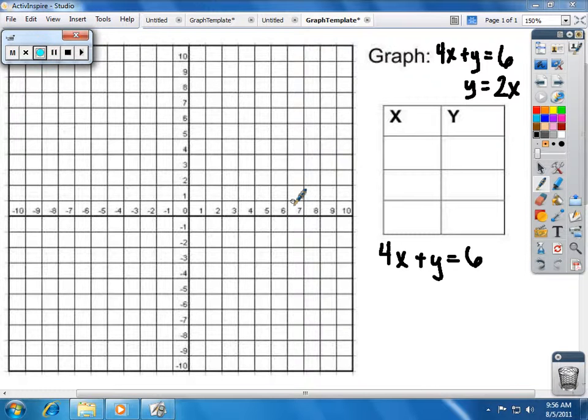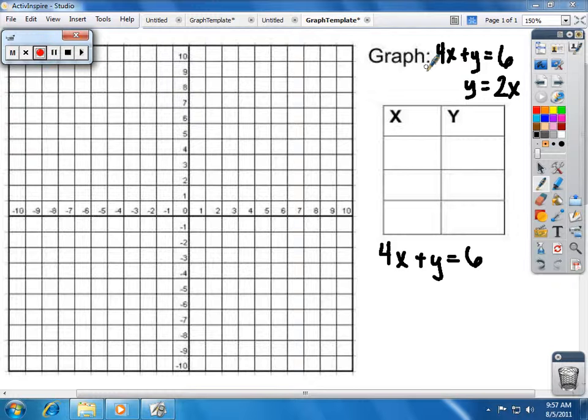Alright, so today in section 4.1 we're going to talk about one of the three methods for solving a system of equations with two variables. One of these methods is the graphing method. So this is our system up here. We've got 4x plus y equals 6 and y equals 2x. And we're going to start by graphing the line 4x plus y equals 6.